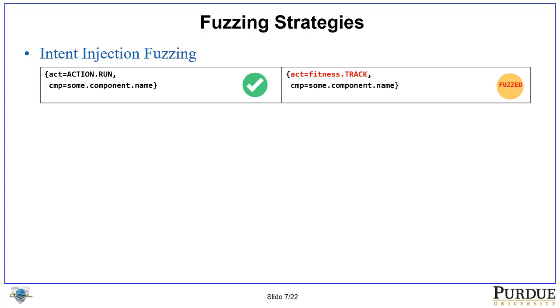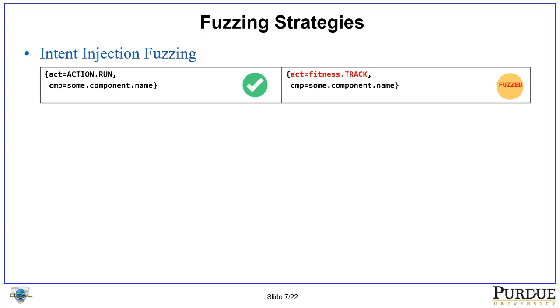And finally, for the semi-valid strategy, we generate valid values for each of the fields, but the combination of these fields is not valid. For example, let's look at the one in this slide. Basically, what we did is that the combination of the action fitness track is not valid with that component.